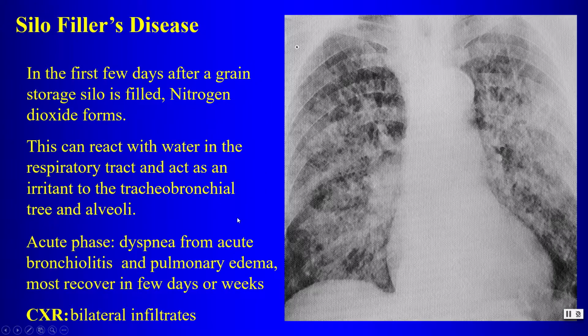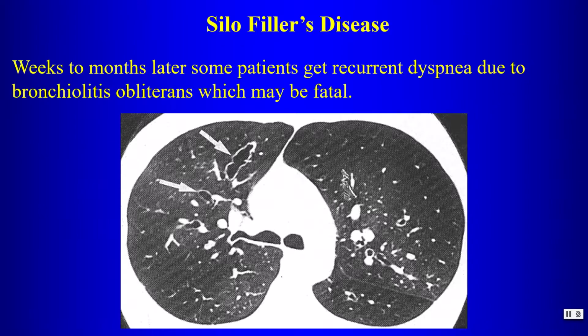With silo filler's disease, this occurs in the first few days after a grain storage silo is filled. Nitrogen dioxide forms. That nitrogen dioxide, if inhaled, can react with the water in the respiratory tract, forming nitric acid that acts as an irritant to the tracheobronchial tree and the alveoli. In the acute phase, patients develop consolidations and an acute bronchiolitis and pulmonary edema. And one sequela of that can be damage to the small airways. Weeks to months later, these patients can develop bronchiolitis obliterans.